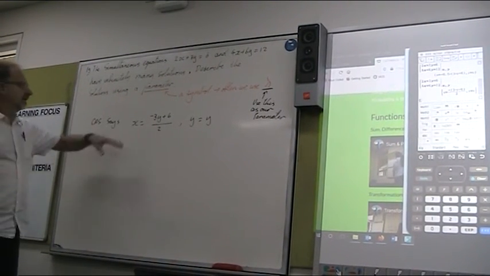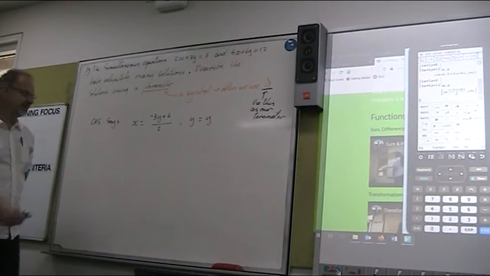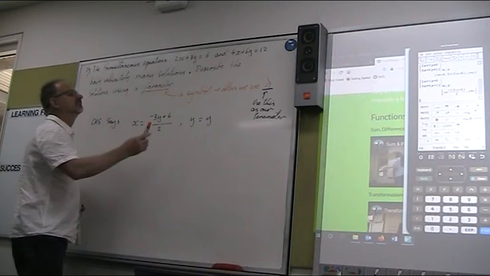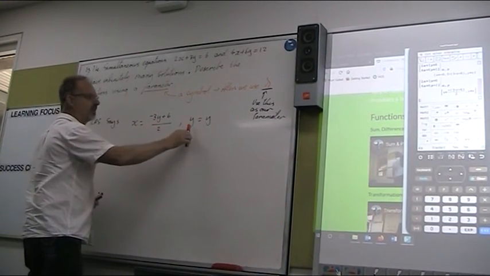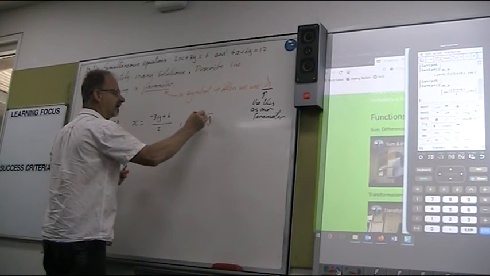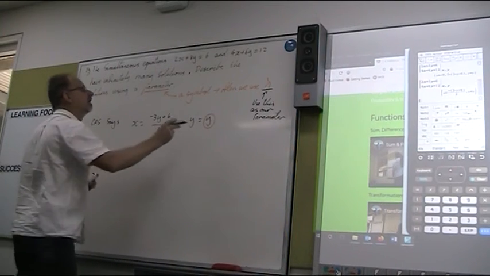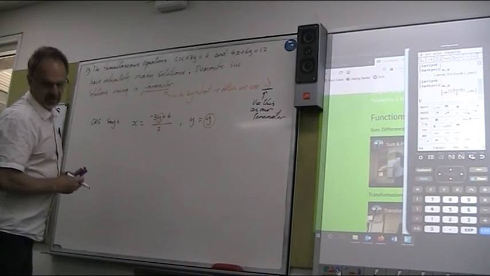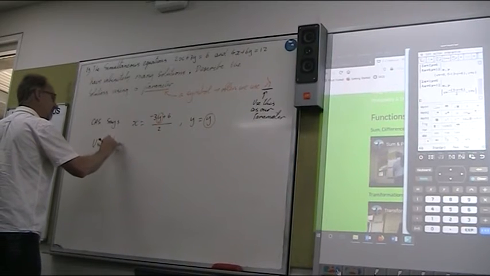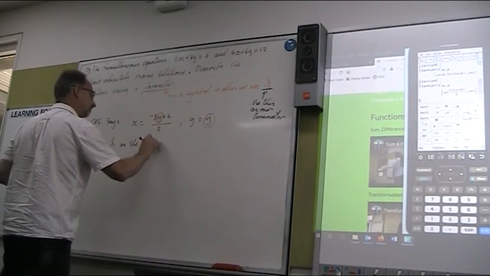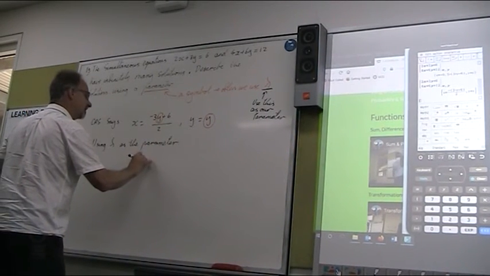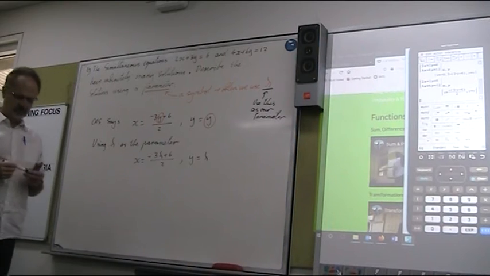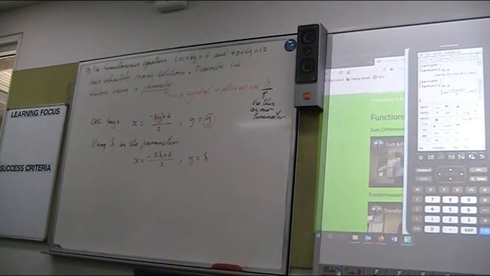Now, the question says describe solutions using a parameter, but here our CAS calculator's just given it to us in terms of x and y. So to bring the parameter in, we look at what x is equal to and what y is equal to, and whatever y is equal to, we use a parameter. Seeing as the y is just by itself, and the y is in here, I'm going to replace that with the parameter. So using lambda as the parameter, we would say that x is equal to negative 3 lambda plus 6 over 2, and y is equal to lambda, where lambda can be any real number.